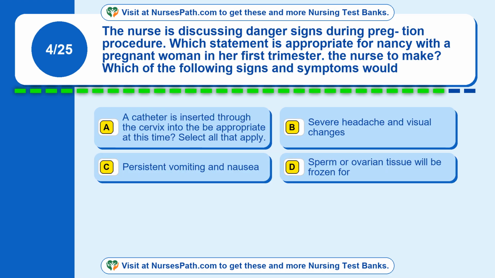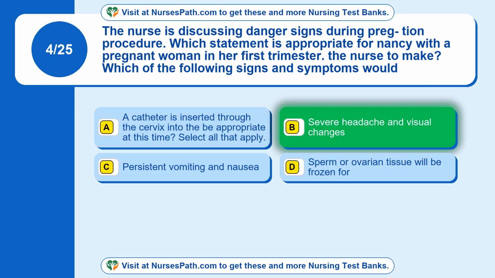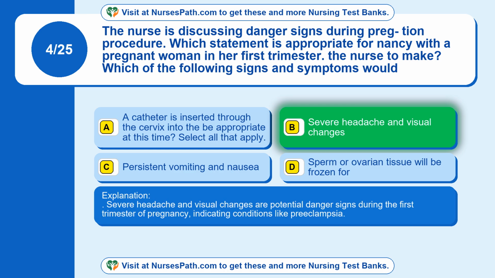Question 4. The nurse is discussing danger signs during pregnancy with a pregnant woman in her first trimester. Which of the following signs and symptoms would be appropriate at this time? Select all that apply. Option B. Severe headache and visual changes. Option C. Persistent vomiting and nausea. The correct answer is option B. Severe headache and visual changes. Severe headache and visual changes are potential danger signs during pregnancy, indicating conditions like preeclampsia.